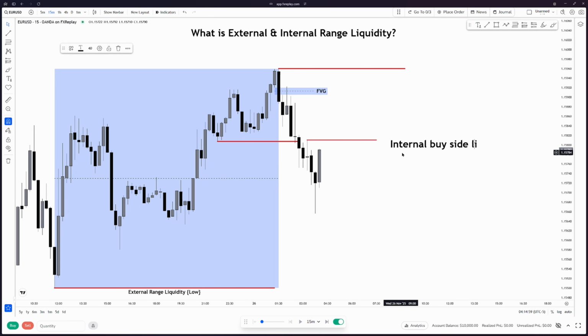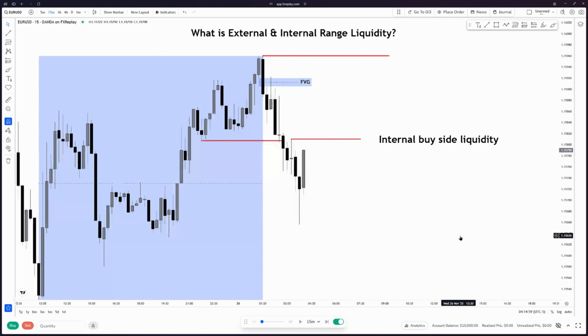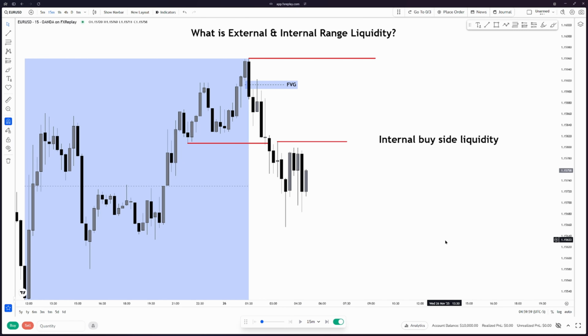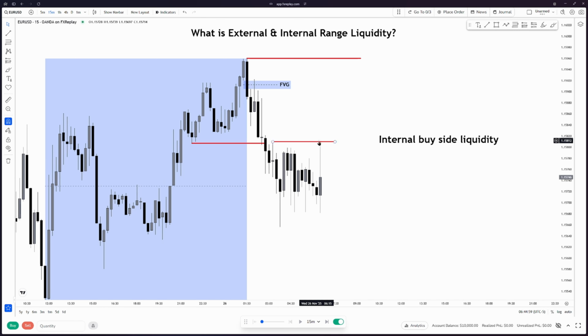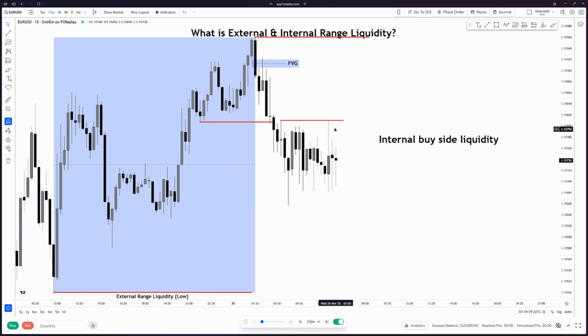This is how we can read the price and plan the trades according to the internal range liquidity and target the external levels. Now we have marked our internal level from which we are expecting a run towards the external sell-side liquidity. Now we will just wait until price takes out this level.